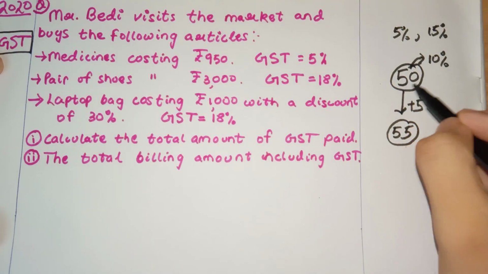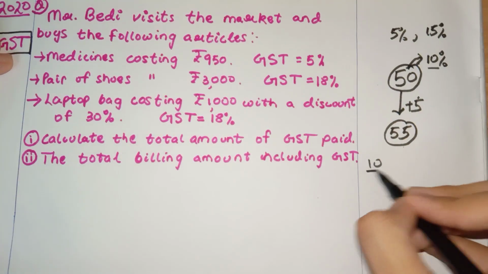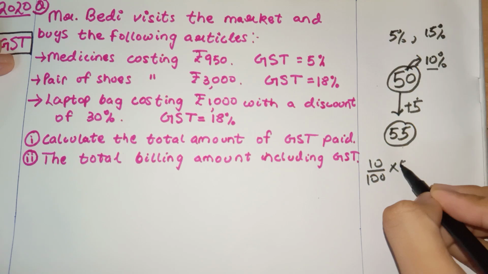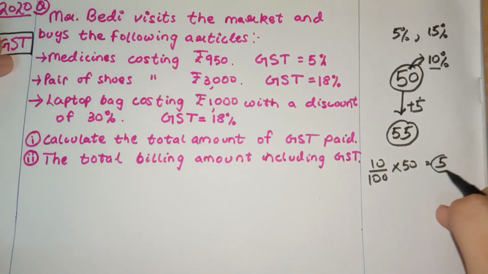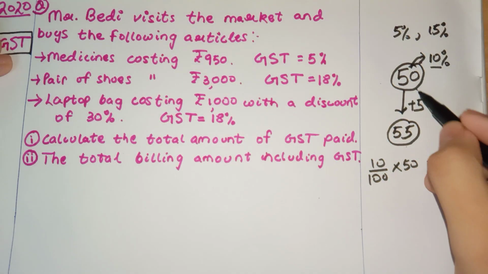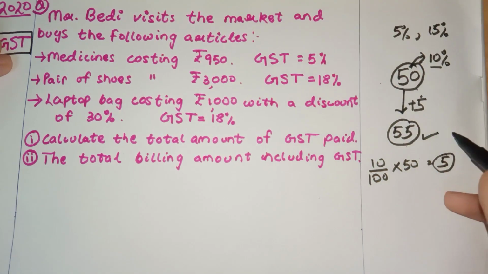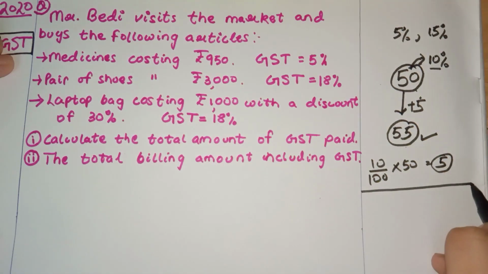So suppose for this dairy milk, the GST is 10%. So 10% of 50 is 5 rupees. So we pay rupees 5 as GST. So the total price we pay to the shopkeeper is 50 plus 5, which is 55. I think things are getting clearer. Let's look at one more example.